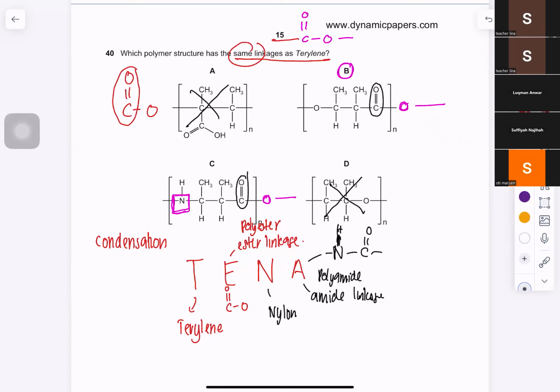Lepas tu, between C and B pula, you confusing. Dia macam like, oh teacher, dia dah already have this one, C double bond O, C double bond O. Tapi why tak choose C? Why choose B? I choose C because I tahu pteryline dia does not have a nitrogen. Inside the structure dia tu, dia tak ada nitrogen. No nitrogen. So that's why I cancelkan C, I B. Is it clear? Siap.